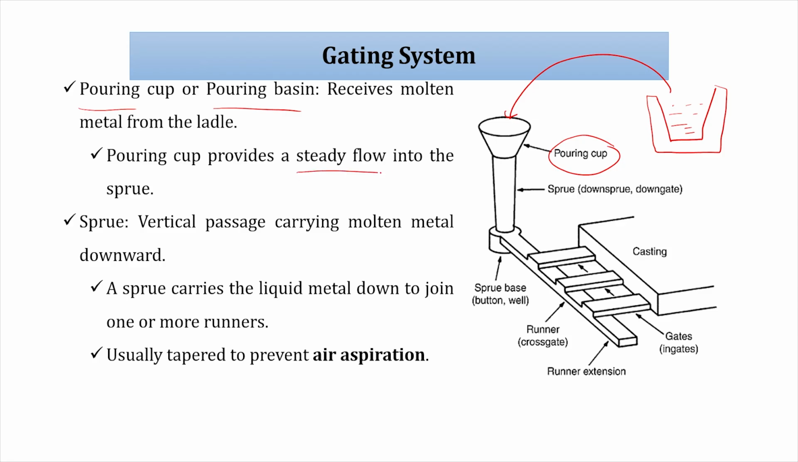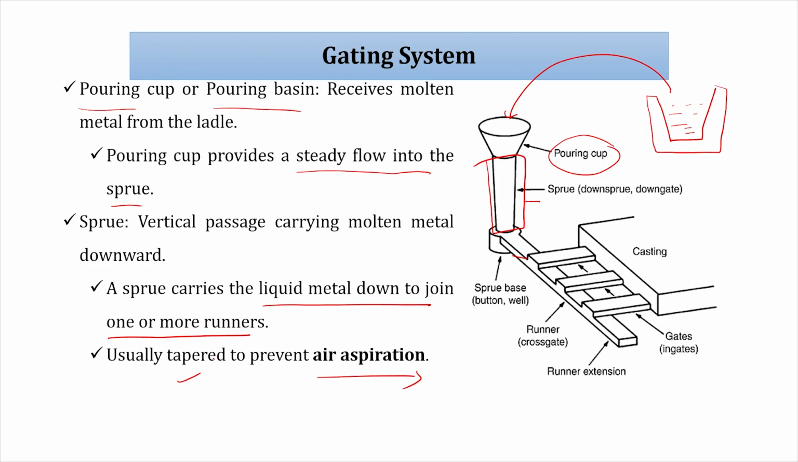Pouring cup provides a steady flow into the sprue. And what is a sprue? Sprue is a vertical passage carrying molten metal downward. A sprue carries liquid metal down to join one or more runners. Usually the shape of this is tapered to avoid air aspiration. We will understand air aspiration after a few lectures. In one way, we can say the air is attracted into the molten metal. To avoid that, we have to make a tapered kind of sprue. You will understand in detail why we need a tapered or some other shape, not a straight one.